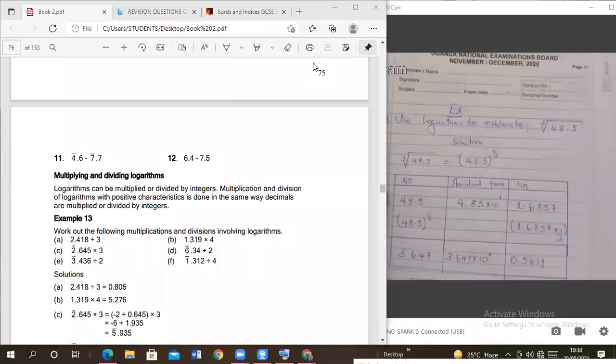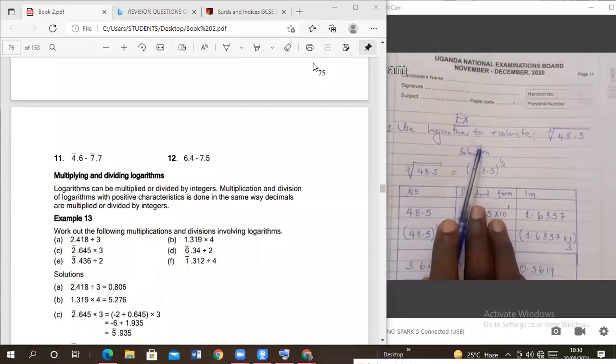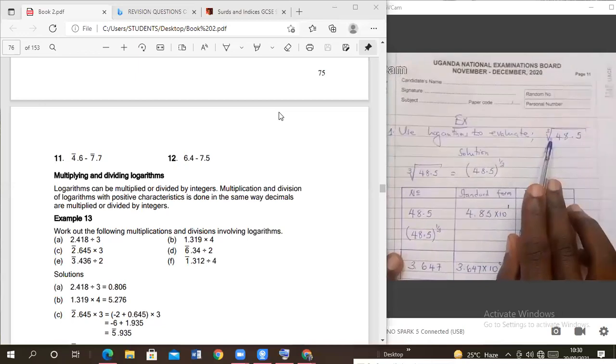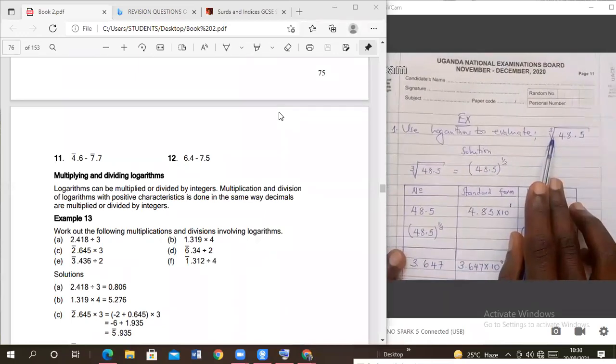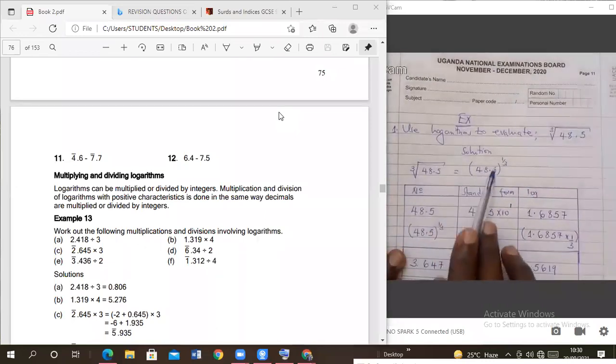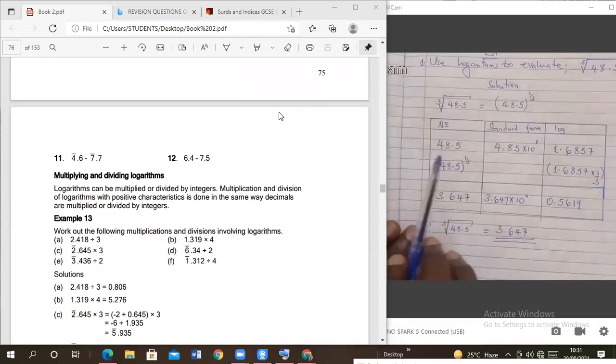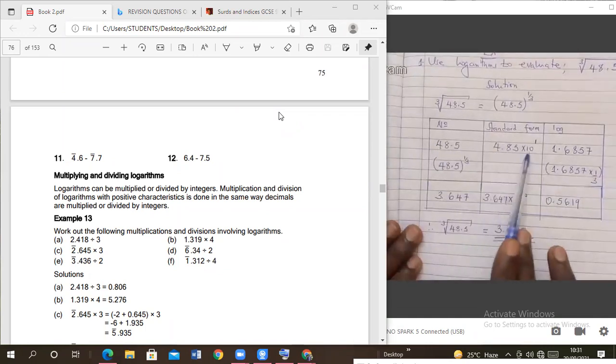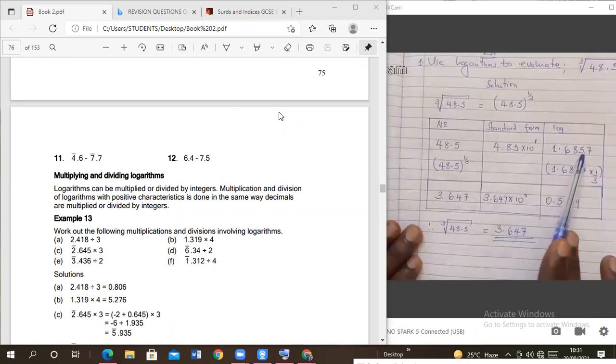So the last question I gave you was, use the logarithm to evaluate. Lynette, you did this number very well, but you used square root and still got the same answer. That was good. But now the question here is a cube root, which means that number has been raised to the power a third. So you change 48.5 into standard form, 4.85 times 10 to the power 1. You get the logarithm of that, which is 1 point that.